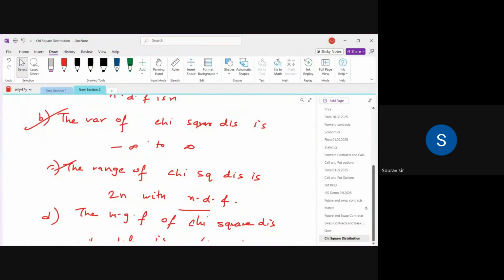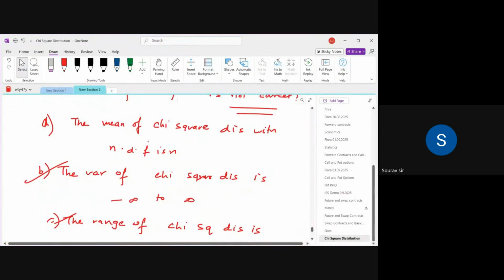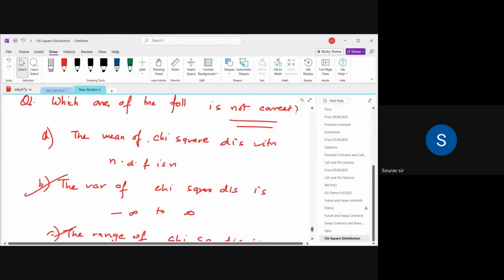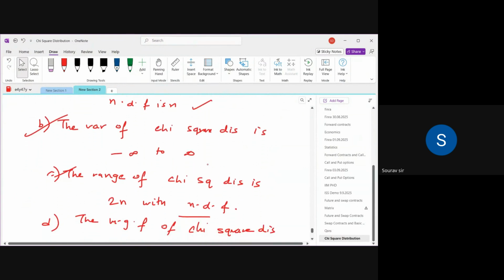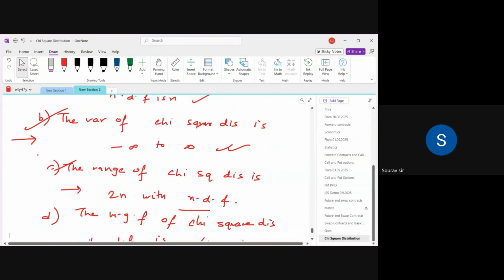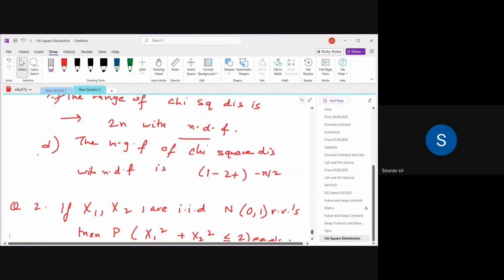Okay. So here, the first option I have told, the mean of a chi-square distribution is n. This one is correct. The variance of chi-square distribution is minus infinity to infinity. This is not correct because we have done the graph today, correct? The range of chi-square, no, it is not. This one also is the correct answer. And the MGF we told, that is also not. Okay, only that one is.